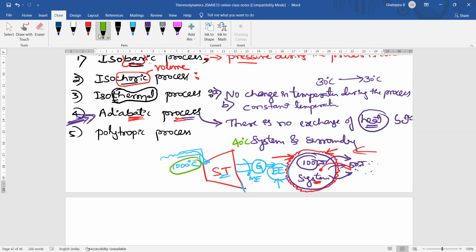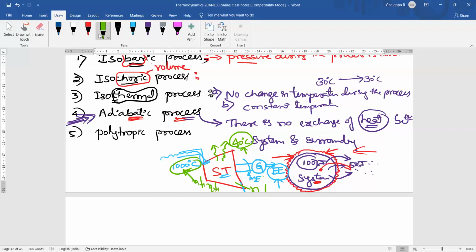Here the temperature of the steam is 1000, and the temperature of the surrounding air is 40 degrees Celsius. So there is a large gap in temperature, 1000 to 40. When there is a difference in temperature, there is an exchange of heat. This is a basic phenomenon, correct or not? Then in this case, the system, that is the steam, starts rejecting heat to the surrounding. When the working fluid steam starts rejecting heat to the surrounding, we will not get high efficiency. Efficiency of the turbine decreases.